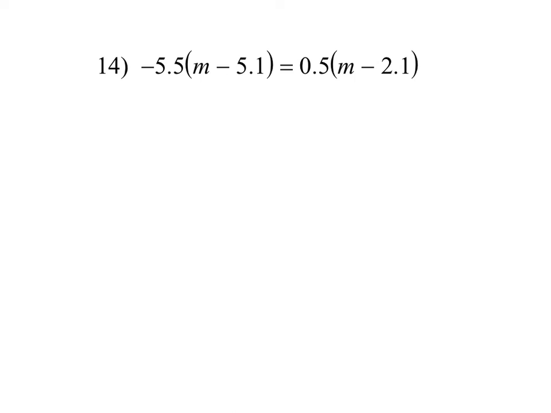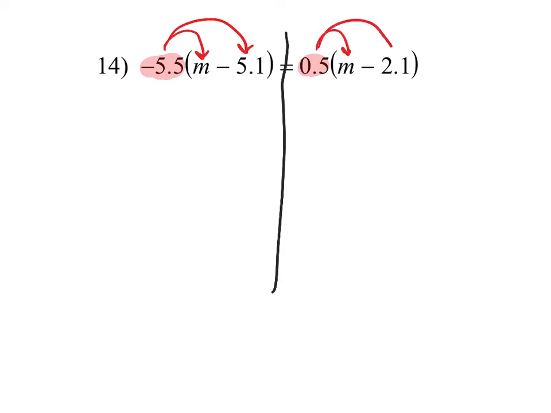When we're solving an equation, most of you like starting by putting a line down the center of the equal sign. Cool, it gives you the left side of the equal sign and the right side of the equal sign. Hopefully you notice that both of these parentheses have a number in front of them. And when there's a number in front of parentheses, we're going to have to distribute that number inside. Now distributing means multiplying. So I'm going to multiply negative 5.5 times m, which is negative 5.5m, and negative 5.5 times negative 5.1, which is positive 28.05.